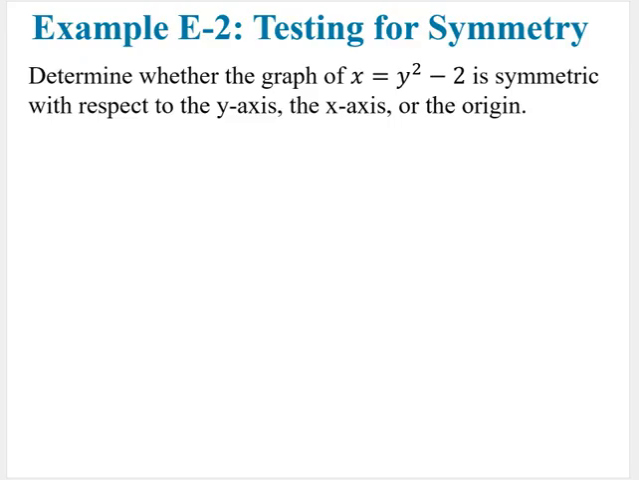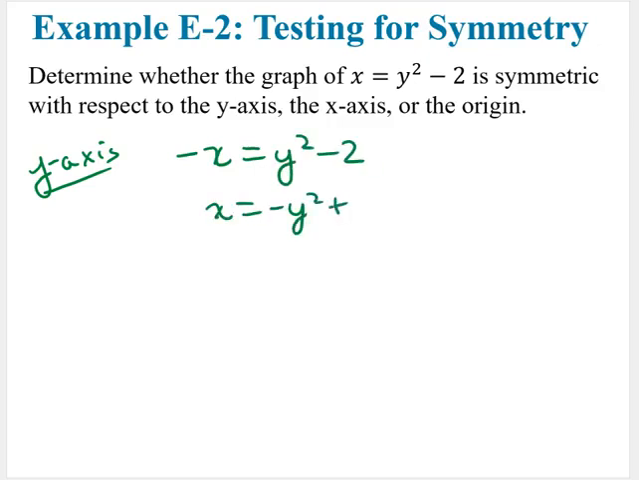All right, so let's go through our 3. Let's start with our y-axis. Okay, again, y-axis symmetry, we're going to make the x negative. So if I make the x negative and I keep the y the same, if I clean that up, notice I do not get the same equation. So that's no y-axis symmetry on this one.